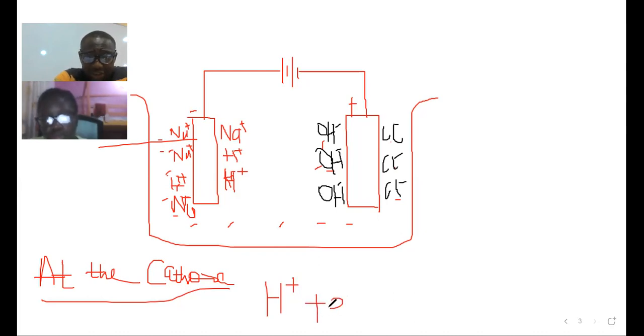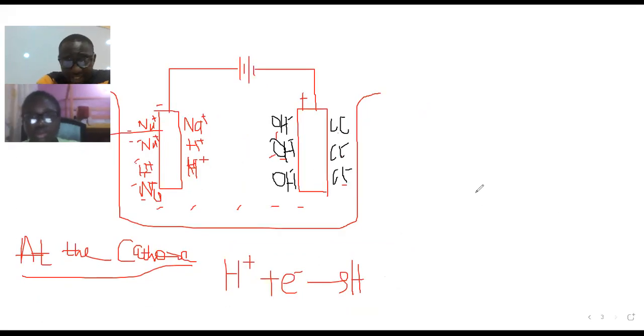It gains an electron to become a hydrogen atom. Now, we know definitely, this is a hydrogen ion gaining an electron. Remember, this is +1 plus -1, that gives you 0. But we know definitely that hydrogen cannot exist.